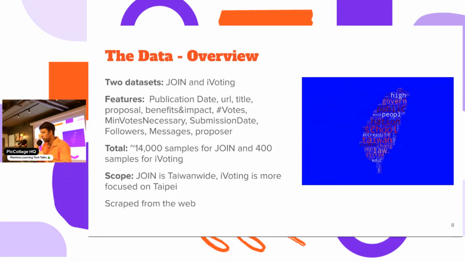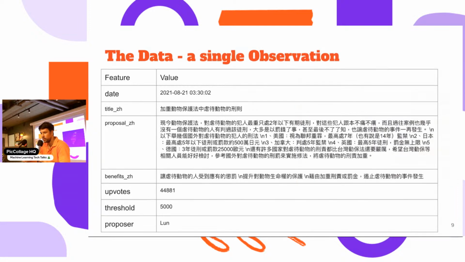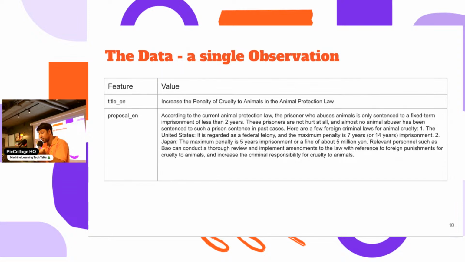iJoin is Taiwan-wide, and iVoting is more focused on Taipei. Here you can see basically the whole text corpus kind of compressed. Oh, and we scraped the data from the web. So this is how one single observation looks like. I guess some people can read it, some people cannot. So that's the translation basically, and that's what we work with mostly.